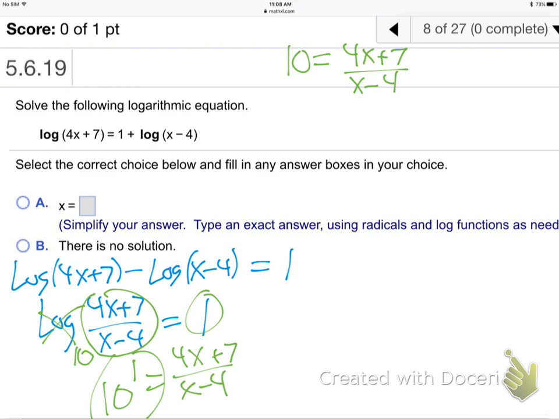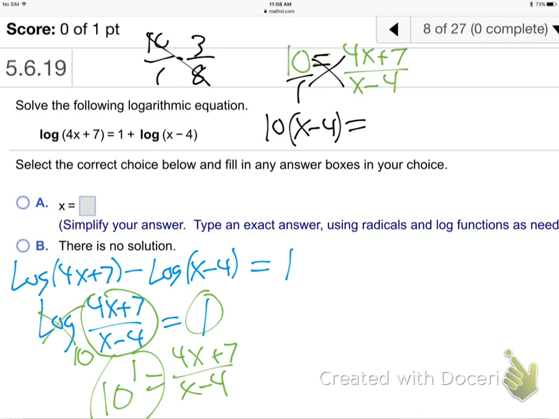Everybody good to there? So now we've gotten rid of the log, so we're out of the log world, so now we're just into normal solving equations, but this one isn't easy. What do you do when you got a whole number equaling a fraction? You can just put it over 1 so it looks like a fraction, and then just go diagonal, cross multiply. Seen that before? When you have an equals, you can cross multiply. If you have times in the middle of 2 fractions, that's when you cross cancel, huh? Times in the middle, cross cancel. Equals in the middle, cross multiply. So 10 times x minus 4 is 1 times 4x plus 7. Cross multiply like that. And then just solve for x.